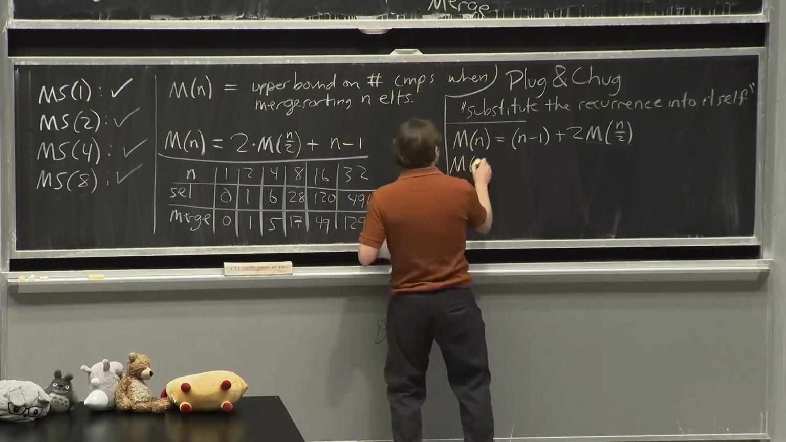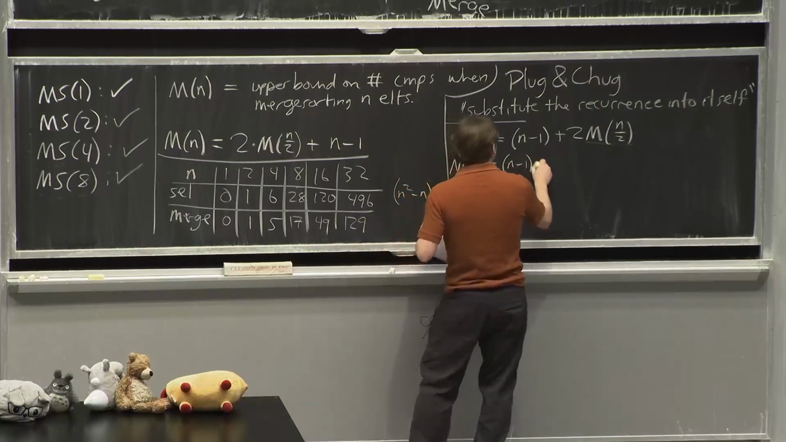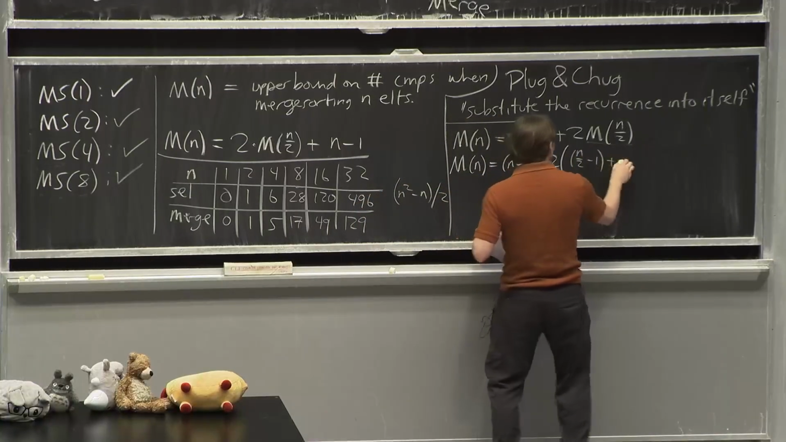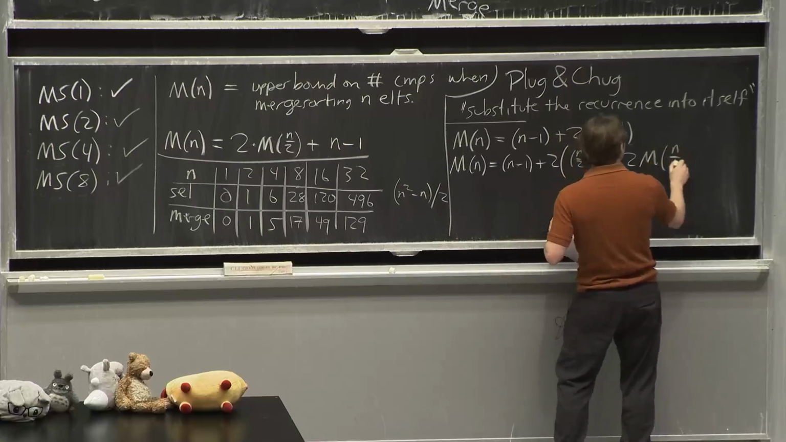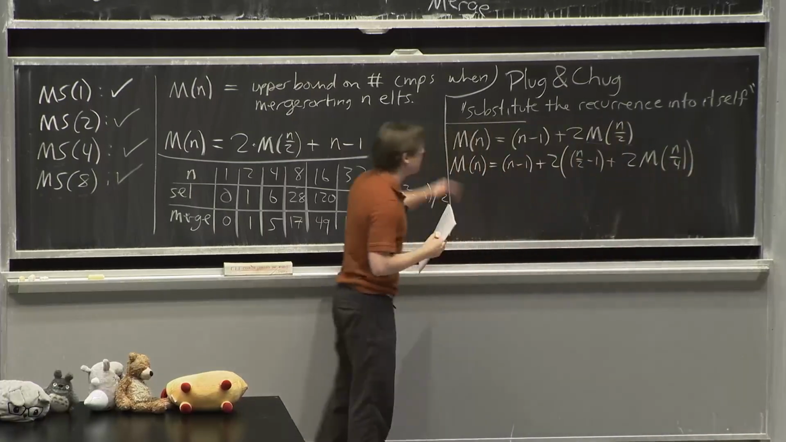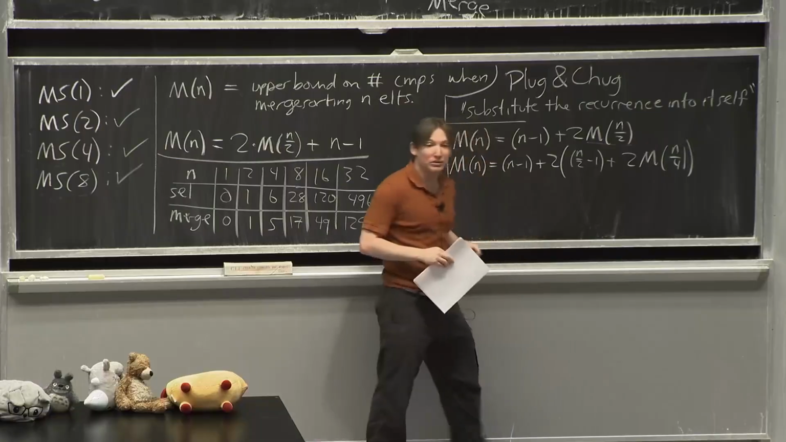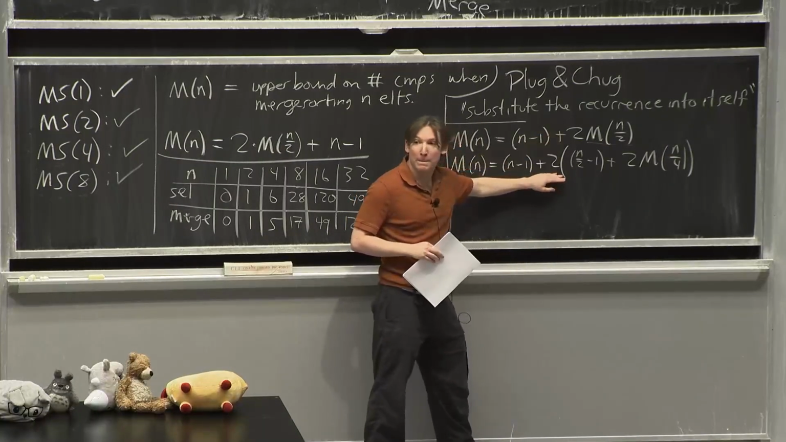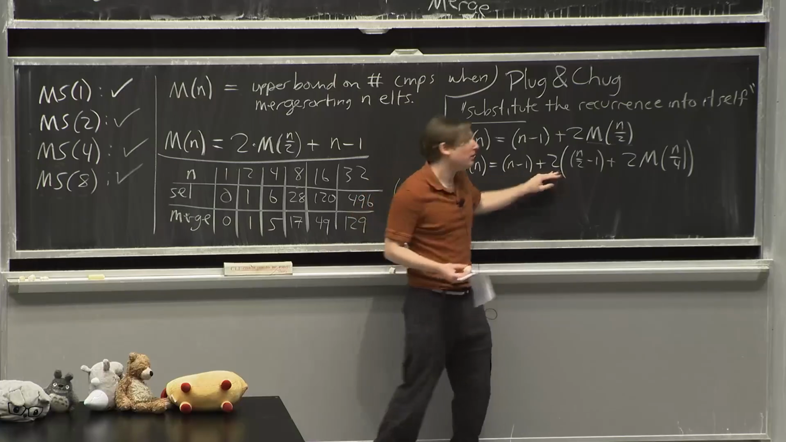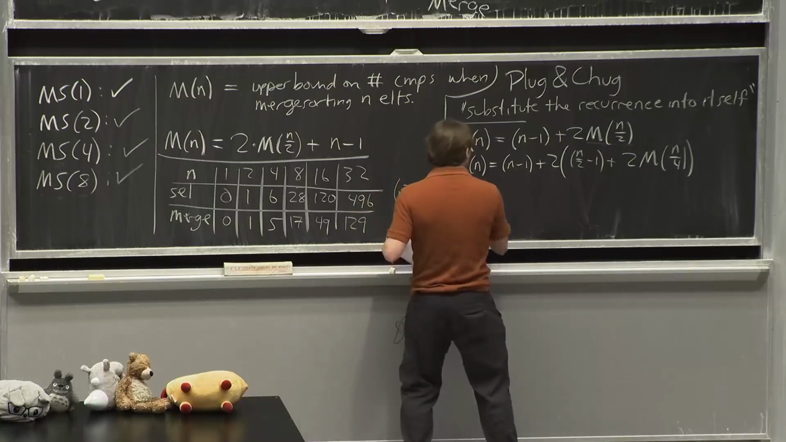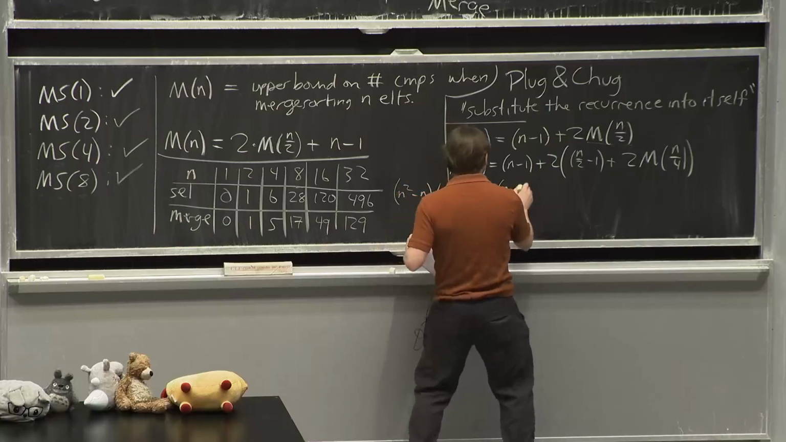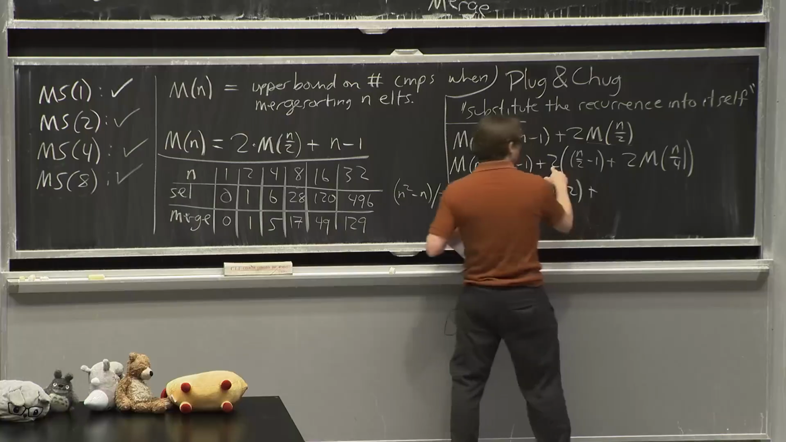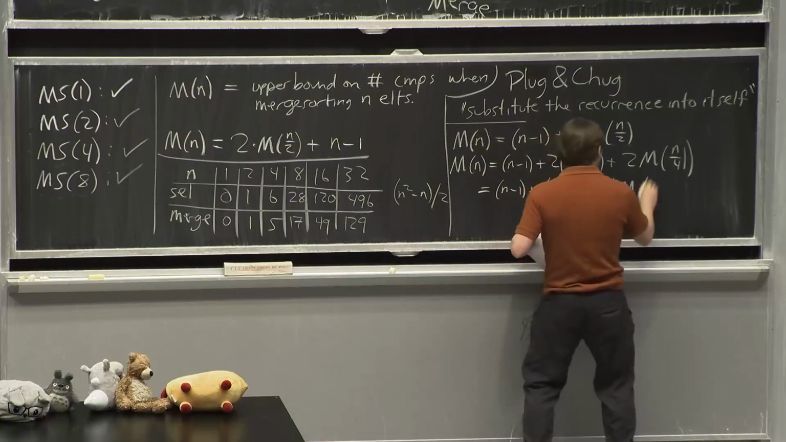So M of n is going to equal n minus 1 plus 2 times (n over 2 minus 1 plus 2 times M of n over 4). So I applied our recurrence to the input of n over 2 and substituted that in here. Are we clear on how I got from here to here? This is the key step. We can expand this out a little bit. So this is n minus 1. 2 times that is going to be n minus 2. And then we have a 2 and a 2, plus 4 M of n over 4.